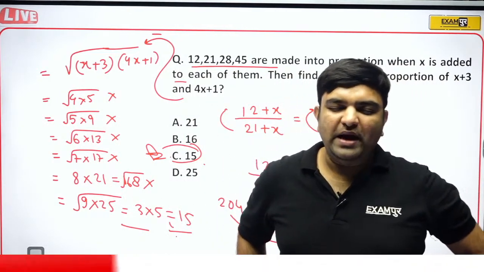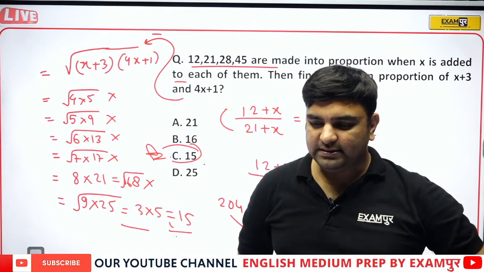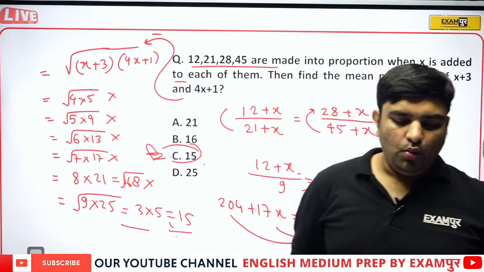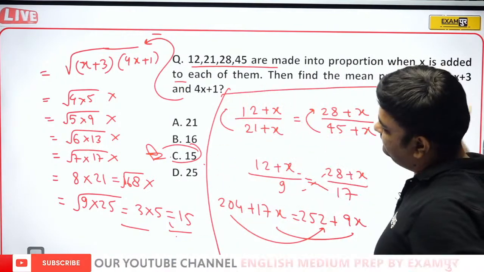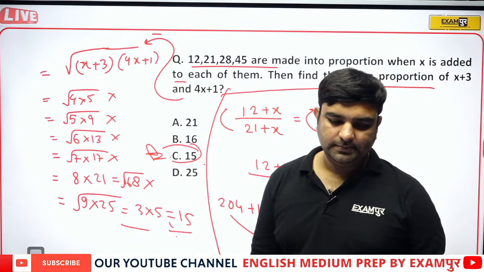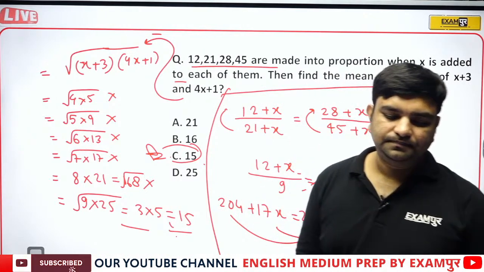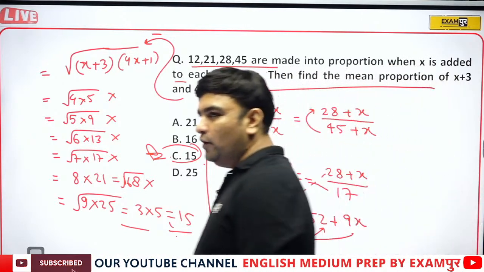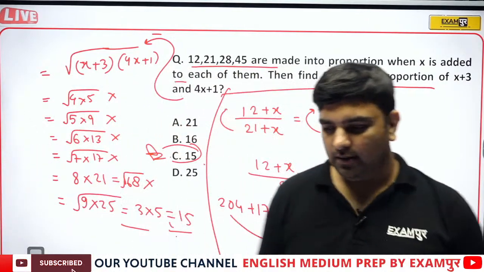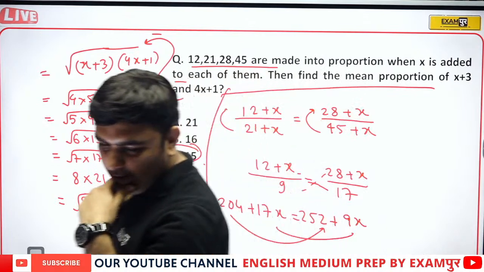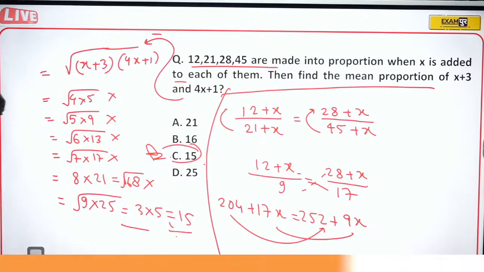You started from x is equal to 1, 2, 3, 4, 5, 6. You got the answer. You need not do this. Without even finding the value of x, you are getting the answer. Okay. Let's move on further.